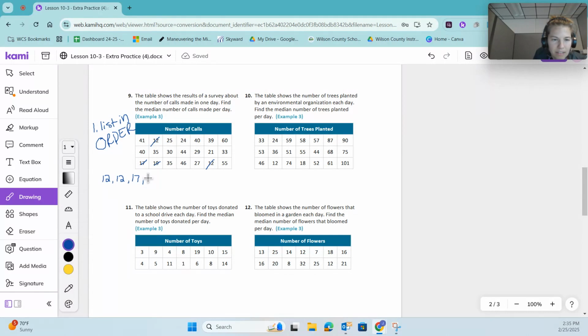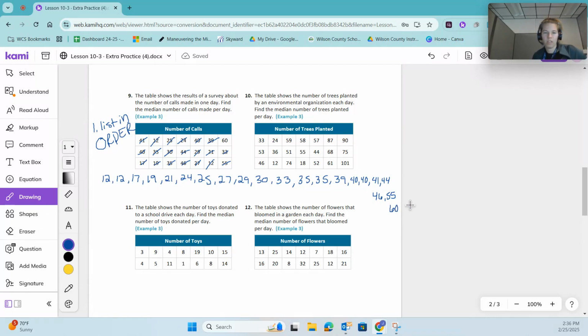Then 19. No 20, I've got a 21, 24, 25. I've got a 27, 29. I mark them off as I go, so I make sure I don't miss one. I'm going to go ahead and keep writing all the way across, and it'll get into this other area here, up to 60.